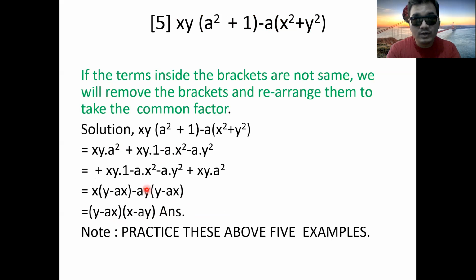Look here. In the fifth, look here, what I have written. If the terms inside the brackets are not the same, we will remove the bracket and rearrange them to take the common factor. Look here. Inside this bracket a square plus 1, inside this bracket x square minus y, x square plus y square. That's why we have to remove the bracket. Let's remove the bracket. xy into a square is xya square, plus xy into 1 is xy, minus into a into x square is minus ax square, and minus into plus is minus sign. Here we must be very careful. Minus into plus y square, minus ay square.